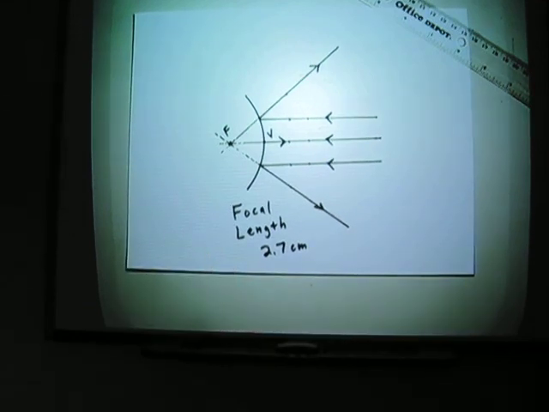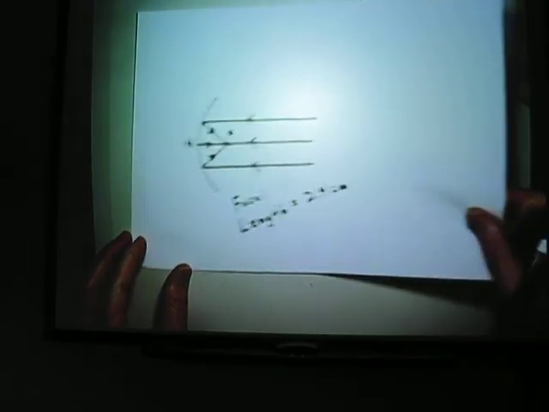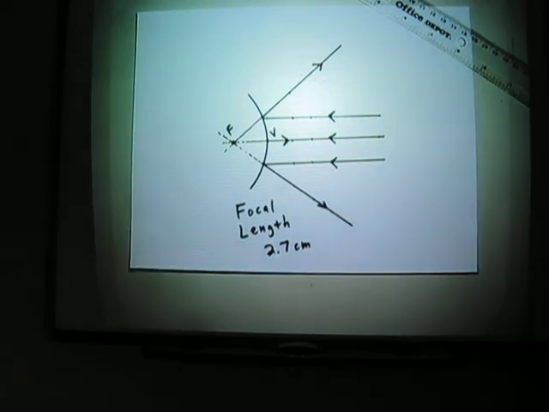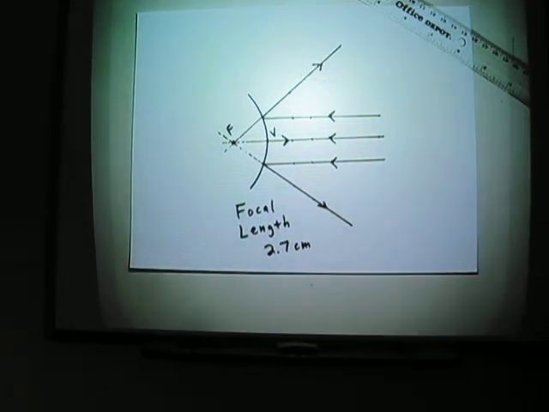Okay, so those are basically our experimental focal lengths. Right? We got 2.4 centimeters for the concave and 2.7 centimeters for the convex. Now the question is, how do we calculate the theoretical focal length? Well, to do that, we need to know the radius of curvature of the mirror itself. So the way to figure that out is the following.